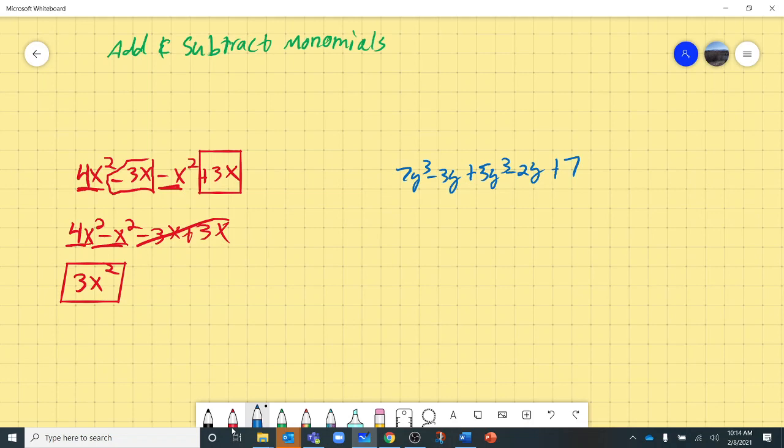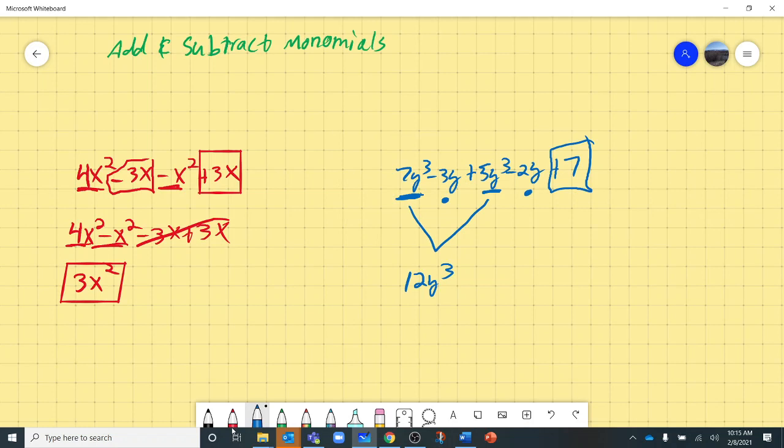With the blue one, we have our y cubed, we have our just plain y's, and then we have our poor number 7 who's off by himself. So we're going to put these together. I'm going to take my 7y cubed and my 5y cubed. Those are being added, right? I have a positive 7y cubed and a plus 5y cubed. They're being added, so that's going to be 12y cubed.